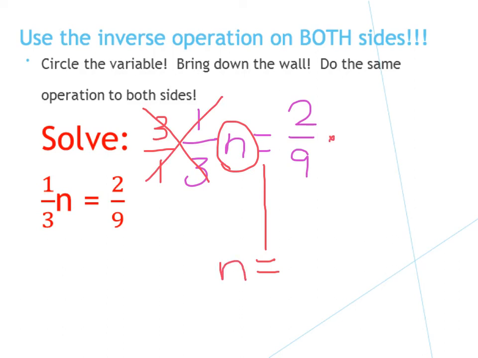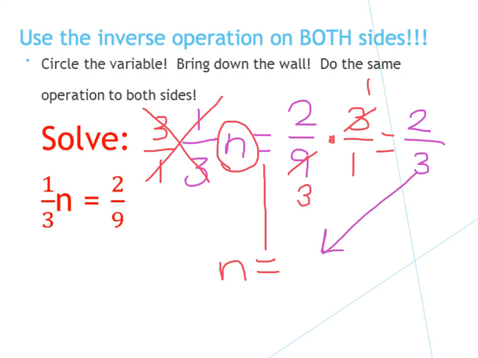I'm going to do the exact same thing on the other side. I'm going to multiply it by 3 over 1. I know that 3 goes into 3 once, 3 goes into 9 three times, and I can't simplify the 1 and the 2 because they're already in simplest form. I'm going to multiply the numerator times the numerator, which gives me 2 times 1, which is 2, and denominator times denominator, 3 times 1, which is 3. So 2/3 is going to be my final answer.